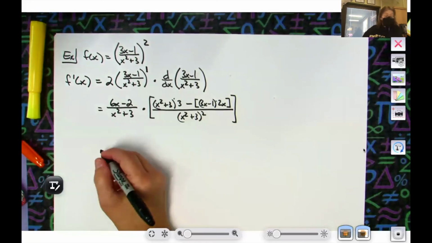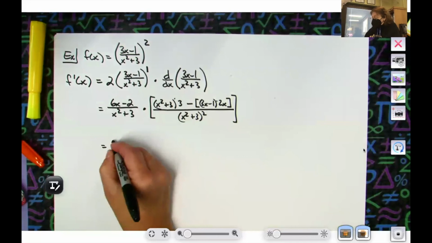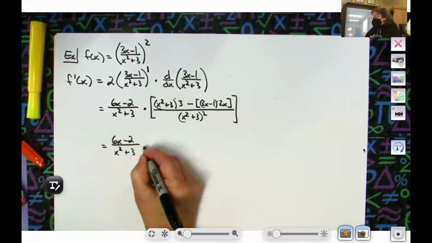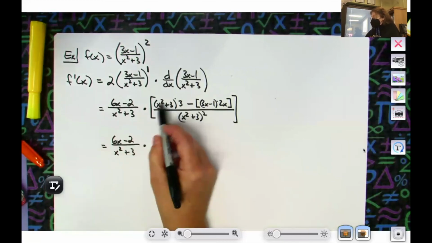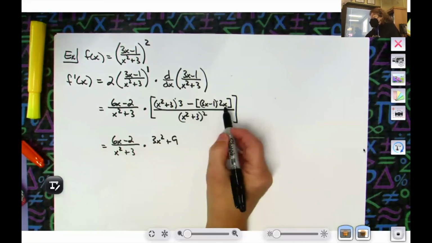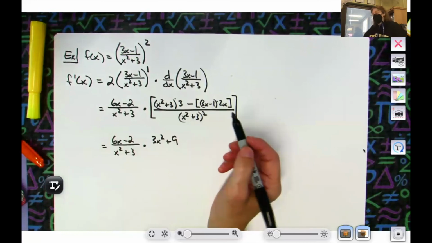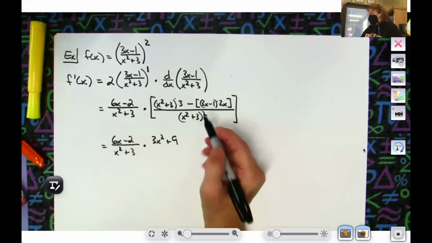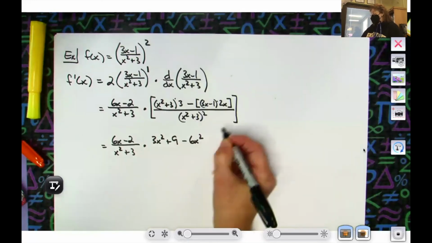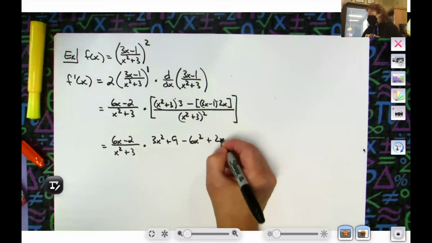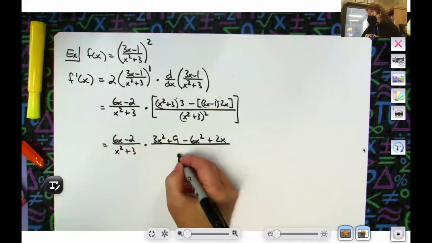And this is just a multiplication here. So I'm going to have a 6x minus 2. I'm going to have my x squared plus 3 here. Let's mess around with this up here. Distribute that 3, so 3x squared plus 9. I don't want you doing a lot of things all in one step here. Distribute the 2x, that's going to give me a 6x squared, and it's going to be minus 6x squared. Distribute the 2x, the negative times the negative is going to be a positive, so positive 2x. Did I do too many steps in one? Are we good?